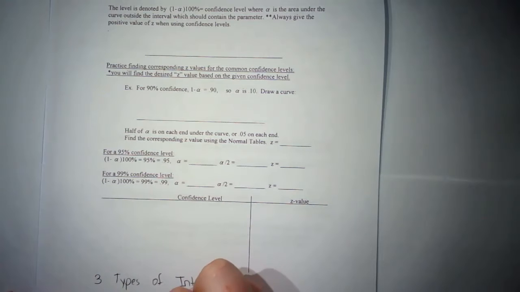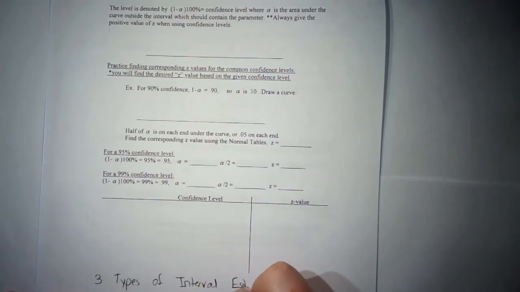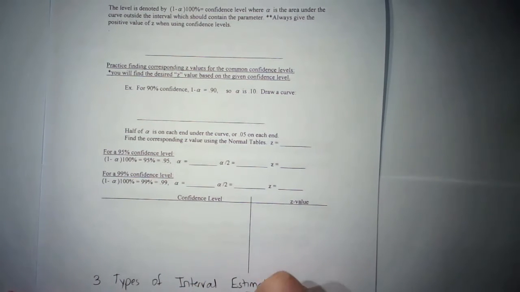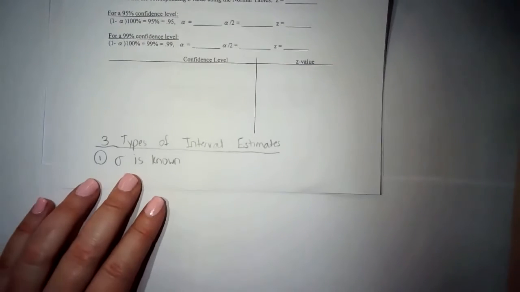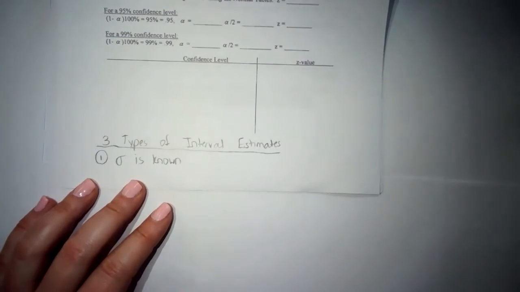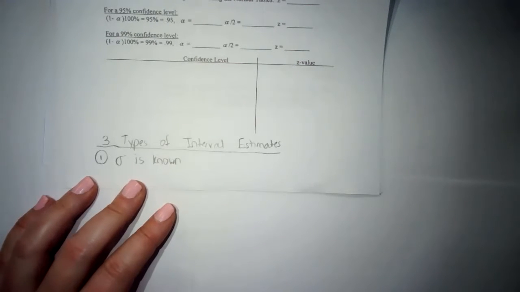Now, there are 3 types of interval estimates that we're going to be dealing with. Okay, so I'm going to write that down here. 3 types of interval estimates. Here's where the nitty-gritty comes in. Your first type, sigma is known. Now remember, sigma is your population standard deviation. So as you're reading the problem, if they give you sigma, this is the type you're going to use.